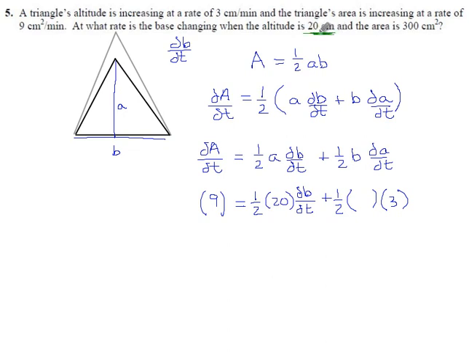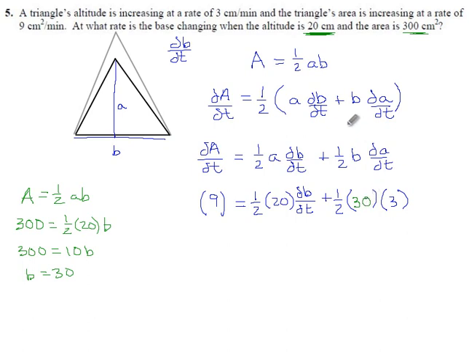At the instant we're interested in, the altitude is 20 and the area is 300, and so if we know that area is 1/2 altitude times base, if the area is 300 and that equals 1/2 of 20 times something, that means 300 equals 10b. Our base must be 30. So over here, in our spot reserved for the base, 30 goes in there. Okay, so now we got all this filled in. We should be able to dig dB/dt out of here if we're brave and tenacious enough.